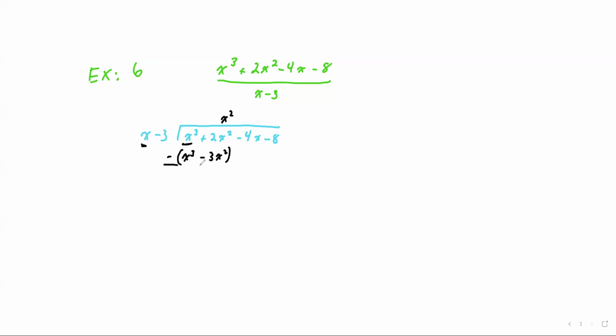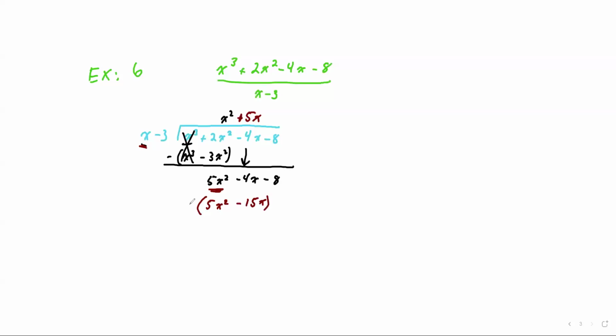Step 3, subtract. x cubed minus x cubed goes away. 2x squared minus a negative 3x squared makes that a positive. So this is really 2x squared plus 3x squared, which gives me a 5x squared. Drop down the remaining part of your function. Now, step 1. 5x squared divided by x would give me a positive 5x. So now I go 5x times x gives me 5x squared. 5x times negative 3 gives me negative 15x.